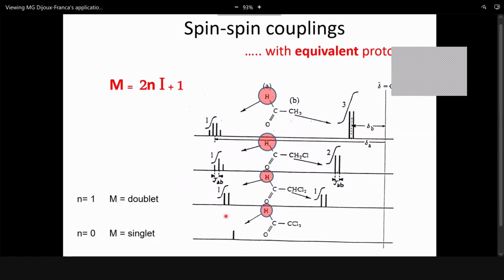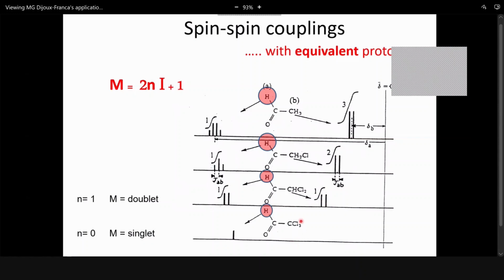If we have one proton on the carbon beside, the protons here will have a resonance with two lines, multiplicity equals 2 because N equals 1. This is called a doublet. And you see here the integration equals 1. That means that I have here 1 proton. And here also I have 1 proton because I have 1 proton on the carbon beside.